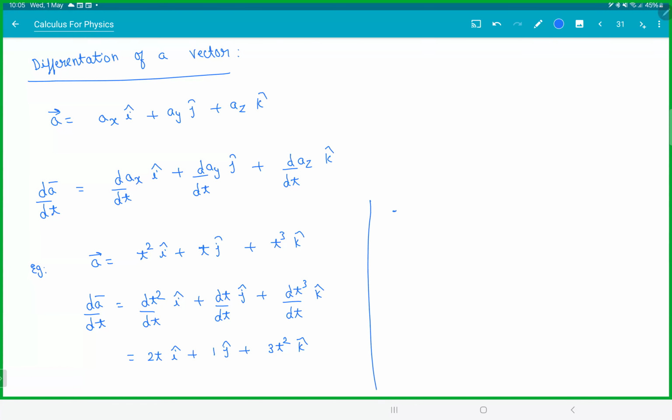If I give you one more example, let's say someone gives you E bar is 2x i cap plus x power 4 j cap. And if they ask you to find dE by dx, you'll always know with what you are differentiating. So the differential of 2x is 2 i cap and x power 4 gives 4x cube j cap. Have a look at this.